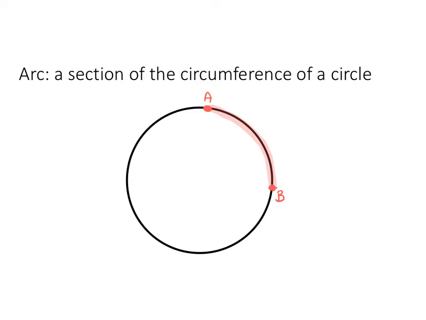I would call this minor arc AB, because it goes from point A to point B. There is also a major arc AB. And you can probably guess where that would be. It's still going from point A to point B, but it's going around the other way. So that there would be major arc AB.